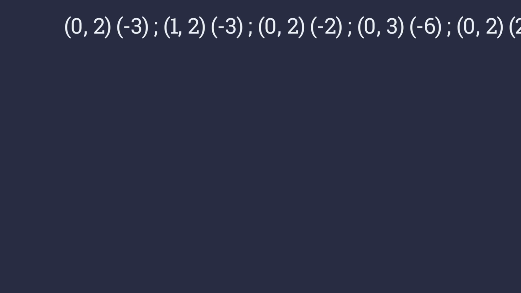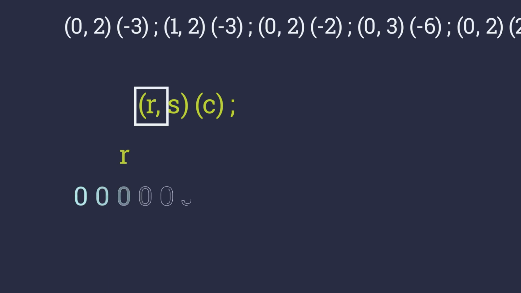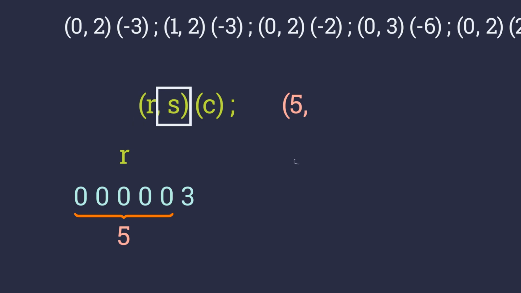Let's break it down. This first number represents the number of zeros that precede the number we are encoding. So, if there were 5 zeros before this number in the zigzag pattern, we would have written a 5 over here. The second number tells us the bit length or the number of bits needed to represent this number we are encoding.